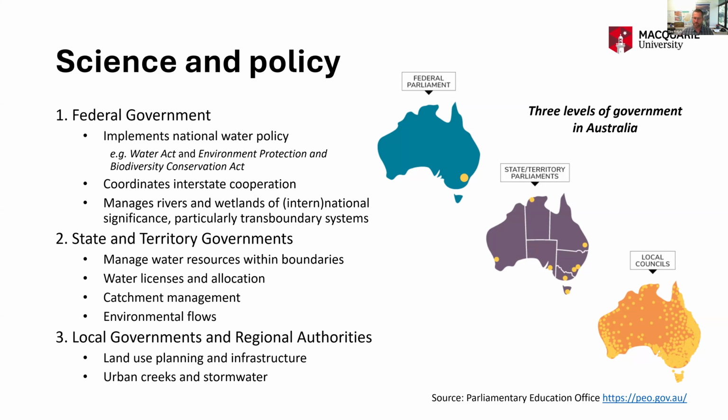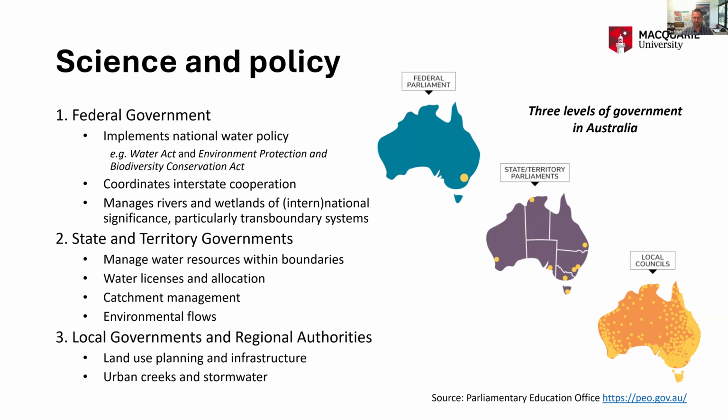The federal government also coordinates interstate cooperation and manages rivers and wetlands of national or sometimes international, in the case of wetlands, importance, particularly for transboundary systems. That means rivers that cross over state boundaries. The Murray-Darling Basin is a key example of this because many of the large rivers in the Murray-Darling, particularly the Murray and the Darling, cross state boundaries.